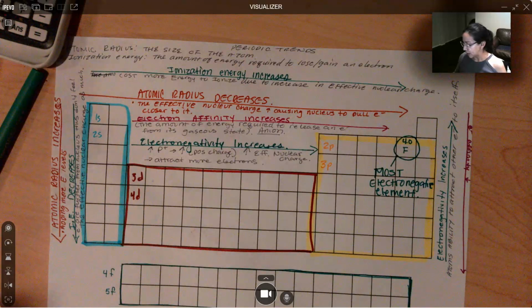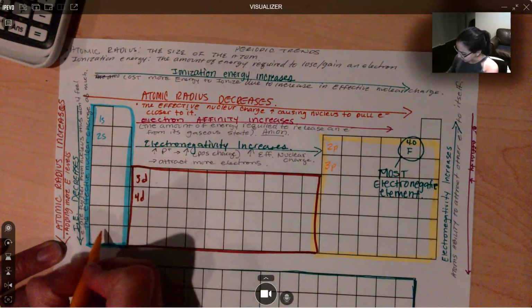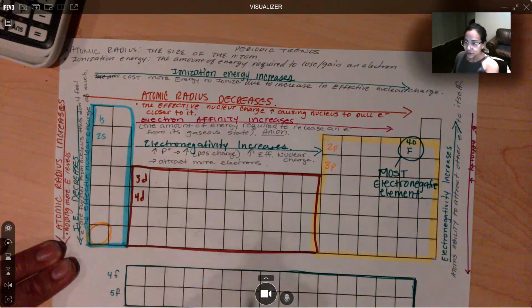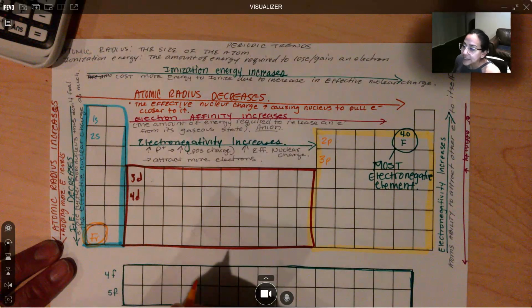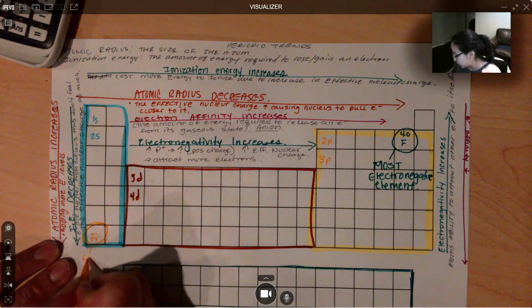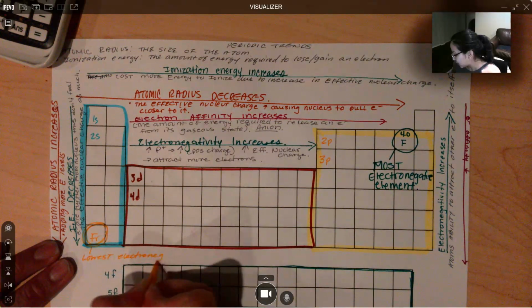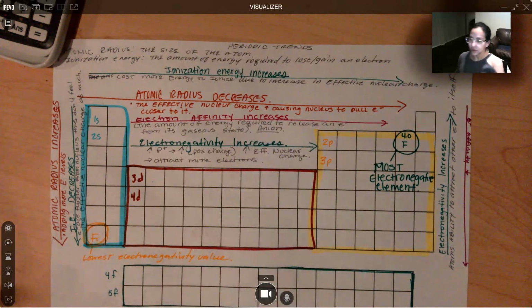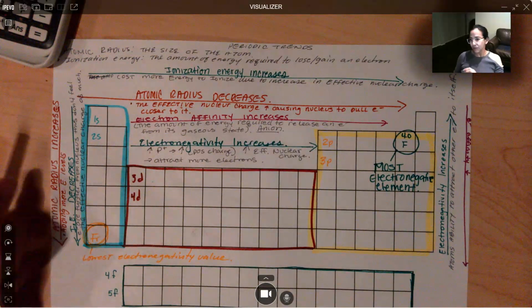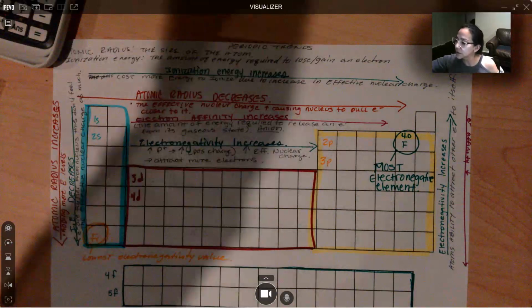All right. The lowest electronegativity value is actually going to be right over here. So we're going to circle that one, and it's Fr, and that one is francium. So it's the lowest electronegativity value, okay, and that's francium. Okay. Let's do some other ones.